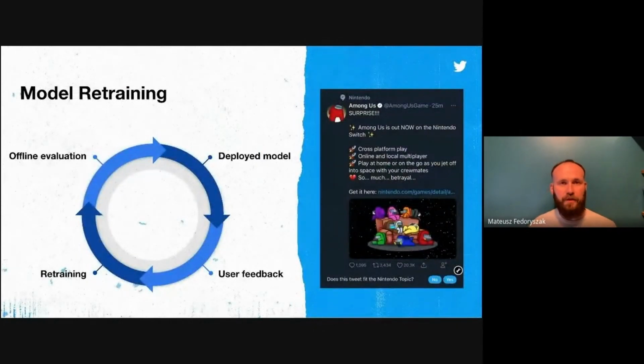Basically, we need to periodically retrain the model, taking into account new data, evaluate it offline, and redeploy, and make this process smooth so that we can take into account user feedback and other training data that becomes available to fine-tune the model more, and really evaluate it and redeploy safely.